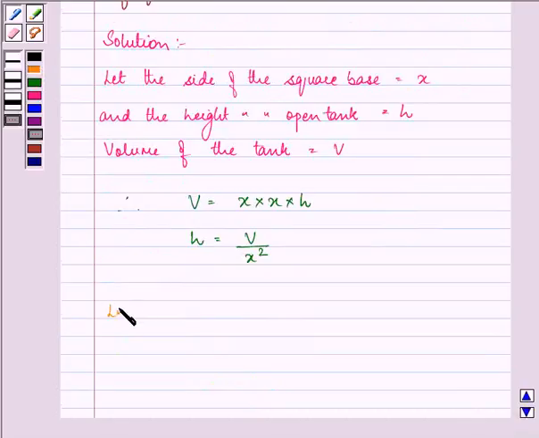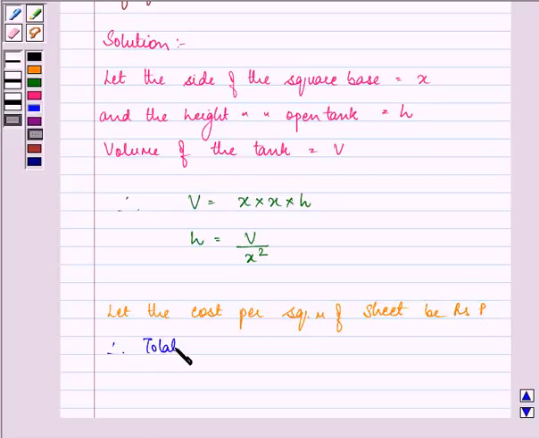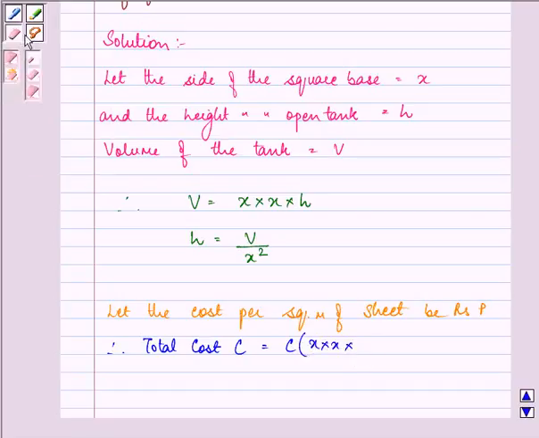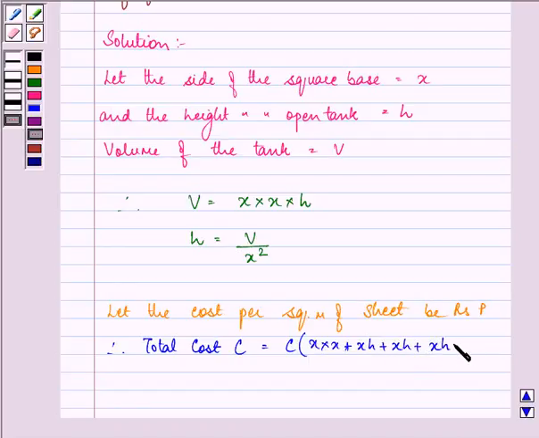Now, let the cost per square meter of sheet be rupees P. So the total cost C is given by C is equal to x into x plus x into h plus x into h plus x into h plus x into h, into p. So we have C as x square plus 4xh into p.